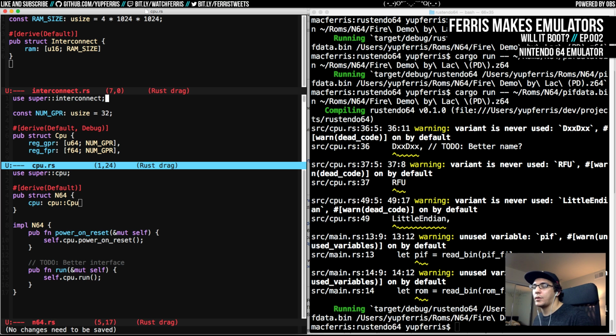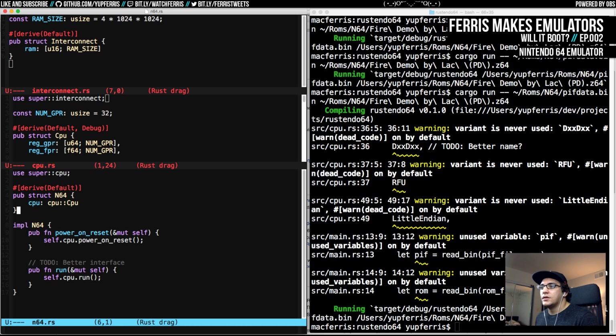Might change later. Probably will change later. But if we do it this way, then we play nice with Rust and we get all of our nice single alias mutable stuff. It'll be pretty cool.